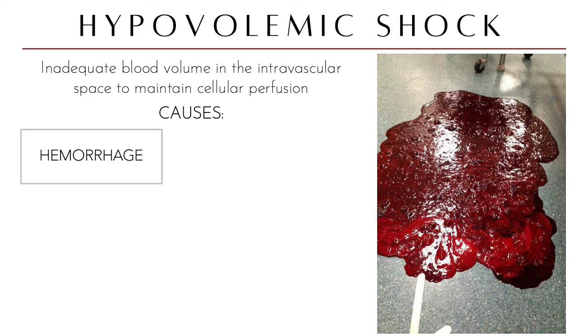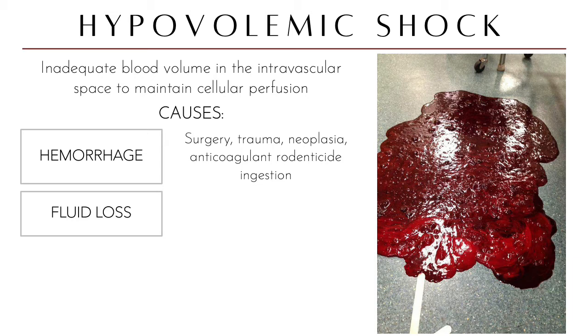Right, causes number one, hemorrhage, could be due to surgery, could be trauma, neoplasia, getting that blood from the intravascular system and just staying there. In cases of anticoagulant rodenticide ingestion, also fluid loss. Right, when you say fluid loss, vomiting, diarrhea, renal disease, leading to polyuria and hematuria, whatever that is removing the fluid in the intravascular space.